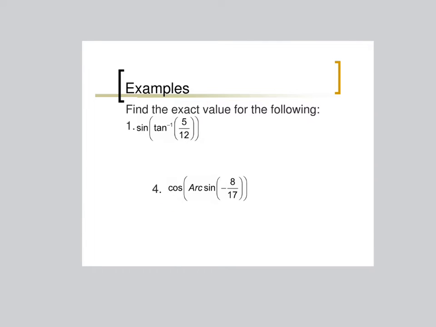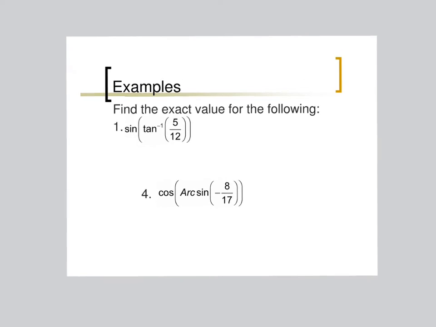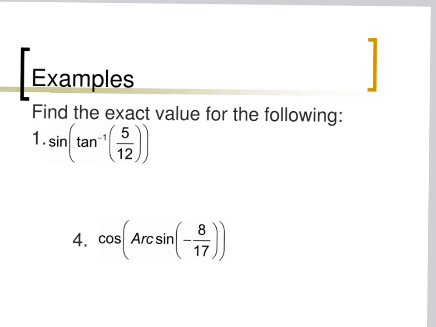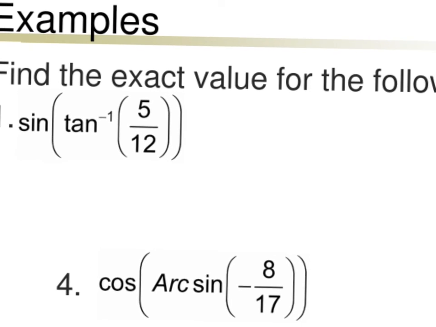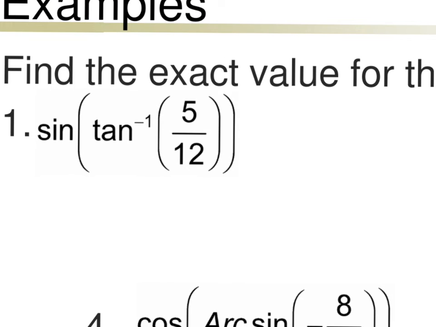So for example, we want to find the exact value of the following: the sine of the tangent inverse of 5 over 12. Now for this, I'm going to assume quadrant 1.